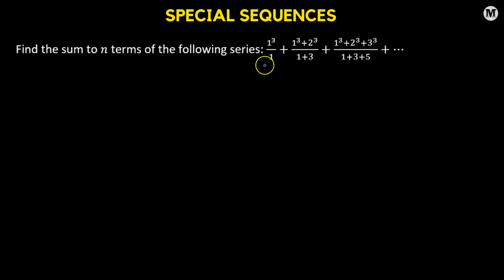Find the sum to n terms of the following series. Okay, let us begin. So here we have a sum. We're going to denote it by Sn. The first term is given by 1 cube over 1.